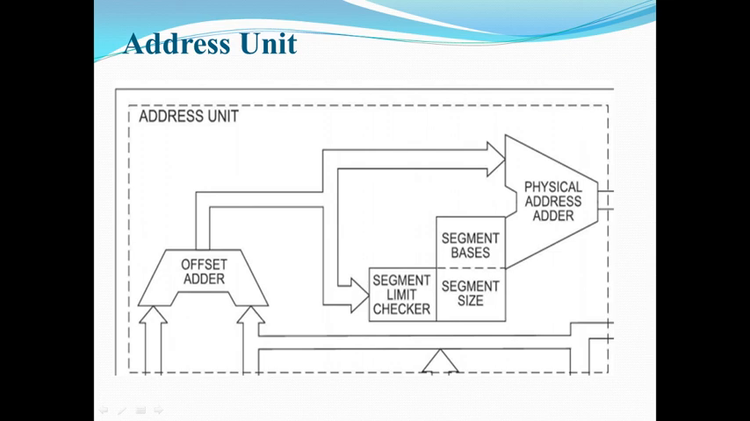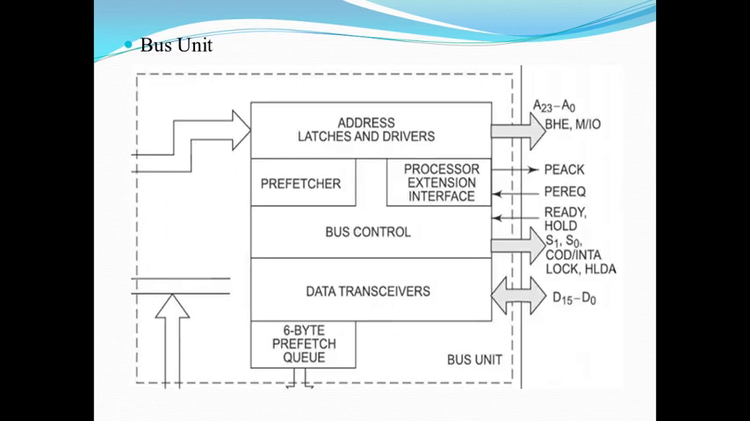Let us move to the bus unit. The bus unit contains the components: address latches and drivers, prefetcher, processor extension interface, bus control, data drivers, and 6-byte prefetch queue. So let us see what is the job of the bus unit. The major function of the bus unit is to fetch instruction bytes from the memory.